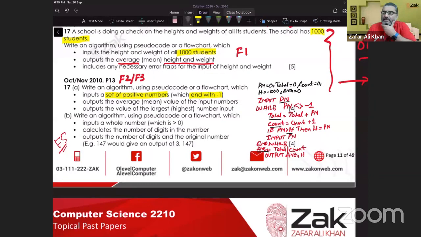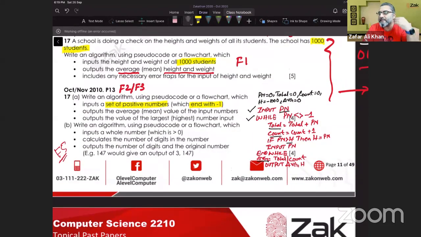This says to write an algorithm using pseudocode or flowchart which inputs a set of positive numbers which end with -1. So there is no number given for how many inputs will be made. It's a positive number and it will be kept entering, and as soon as someone enters -1, it is ended. So we write: input positive number while positive number is not equal to -1. Then it says to find the average.